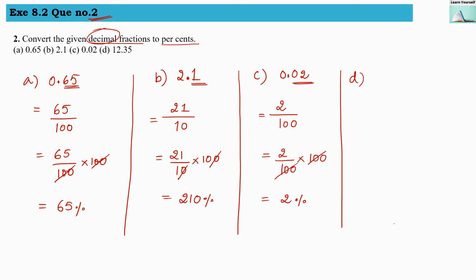Now D, 12.35. After decimal point, two numbers are there. So in the denominator 100 will come. So 1, 2, 3, 5. So 1235 divided by 100. Now let us convert this into percentage. So we are multiplying this number with 100. So this 100 and this 100 will get cancelled out and our answer is going to be 1235%.